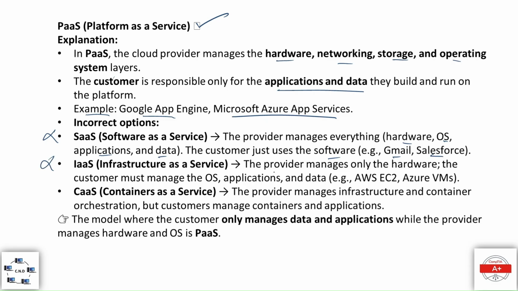IaaS, that is infrastructure as a service. The provider manages only the hardware. The customer must manage the OS, application, and data. For example, AWS EC2 and Azure VMs. And CaaS, which is container as a service. The provider manages infrastructure and container orchestration, but customers manage containers and applications. So the model where the customer only manages data and application while the provider manages hardware and operating system is platform as a service.